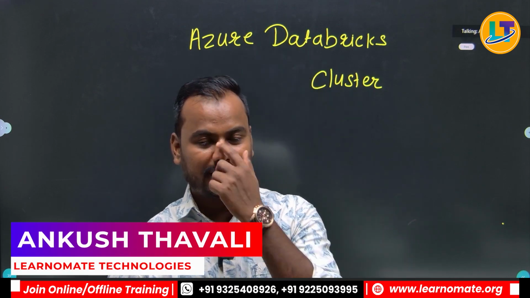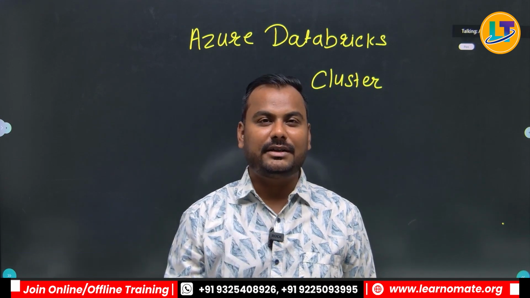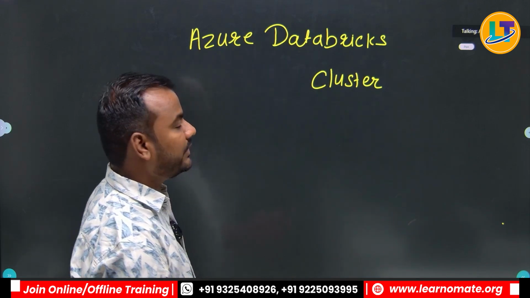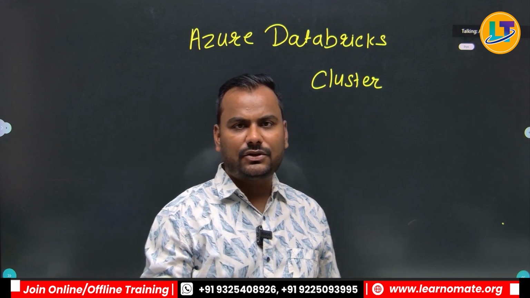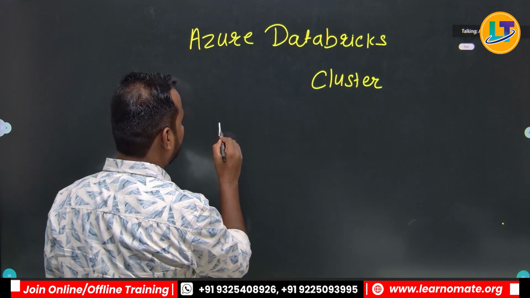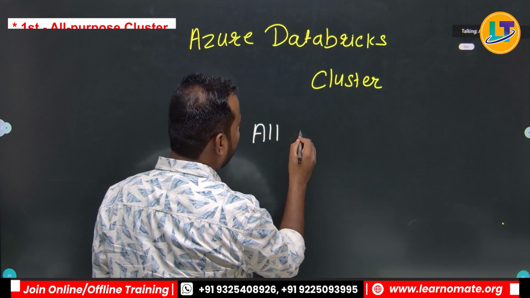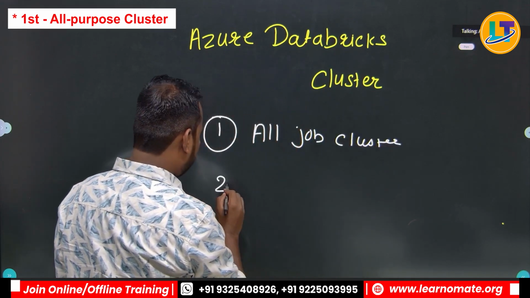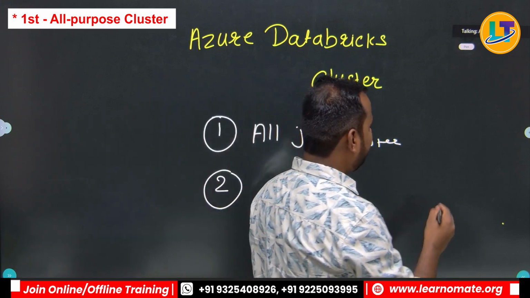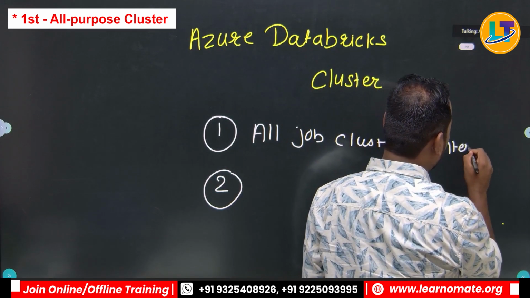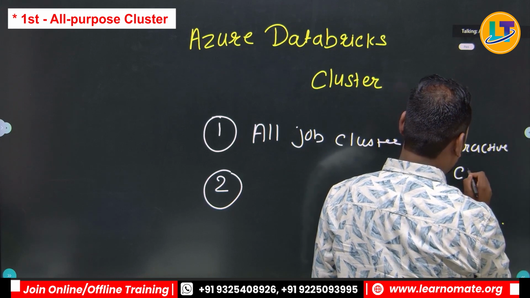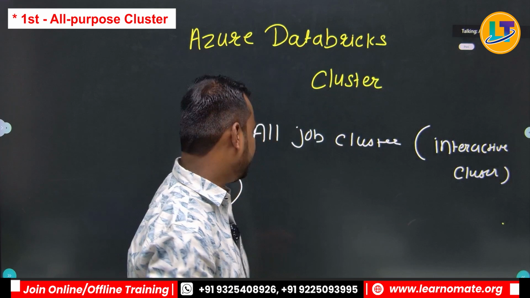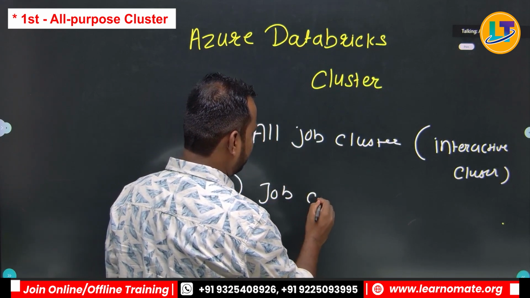My name is Ankush. In today's lecture, we are going to understand an important topic, because I have seen this interview question coming up. Whenever you are trying to create an Azure Databricks cluster, there are two different types of cluster you will find. The first one is the all-purpose cluster, which we also call an interactive cluster. And the second type of cluster we call a job cluster.